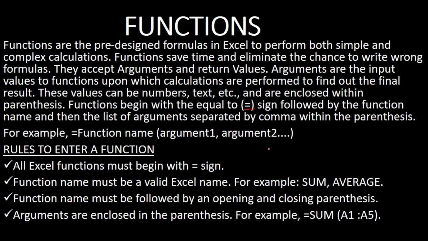So there are some rules to enter a function. First one is, all Excel functions must begin with equal to sign. Function name must be a valid Excel name. For example, sum, average, etc. Function name must be followed by an opening and closing parenthesis. Arguments are enclosed in the parenthesis. For example, you can see this one. These arguments A1 to A5 are written inside the parenthesis.